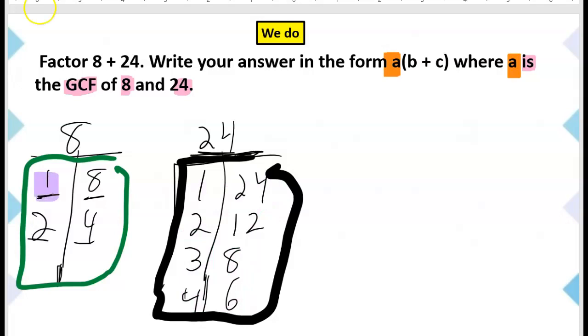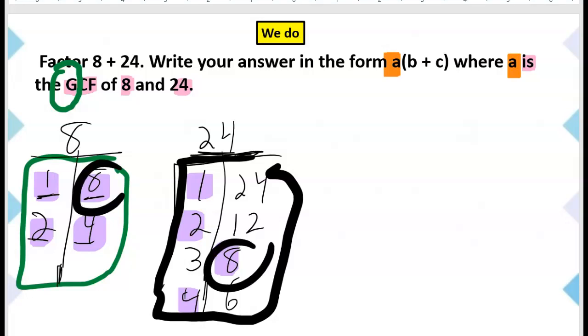Let's start with a 1. They both have a 1. They both have a 2. They both have an 8, and they both have a 4. Aha, now out of all those common factors of 8 and 24, which one's the greatest? The great. You're great. You're Tony the Tiger. Okay, so which one's the greatest? 8 is the greatest. Wouldn't you know that also rhymes?